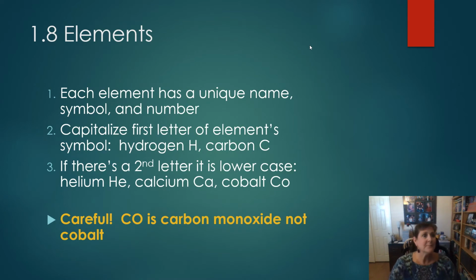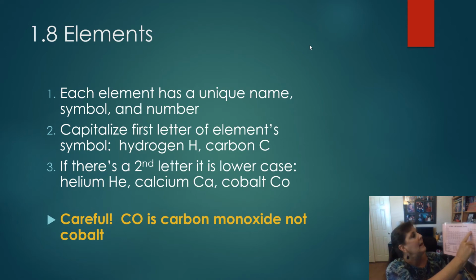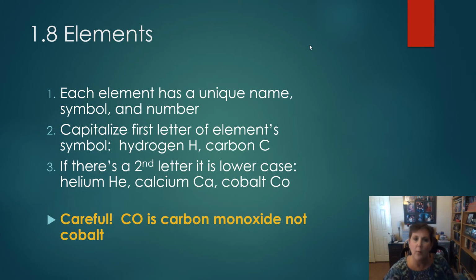So, elements. Each element has a unique name, symbol, and number. So, carbon, for example, is a C. C for carbon. C is the symbol. The name is carbon, and the number comes from the periodic table. So, you have a periodic table to print out for Chem 107. It's a little different from this one. But carbon, you can see the C has the number 6 above it. That's its number, 6. And we'll talk about what that number means in a different chapter.